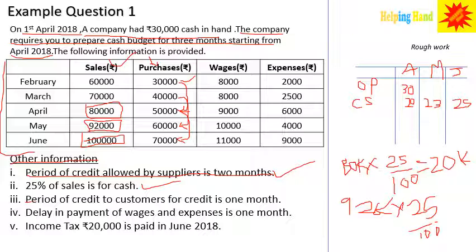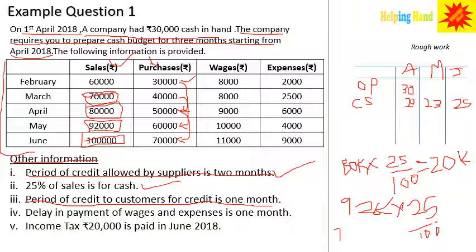The third one says the period of credit to customers for credit is 1 month. So the period of credit given to the customers is 1 month. If 25% is paid in the current month, the leftover, that is 75%, shall be paid in the next month. For example, if you're considering the month of April, March will be its preceding month. So of 70,000, 25% has been paid in the month of March. The left out 75% shall be paid in the month of April.